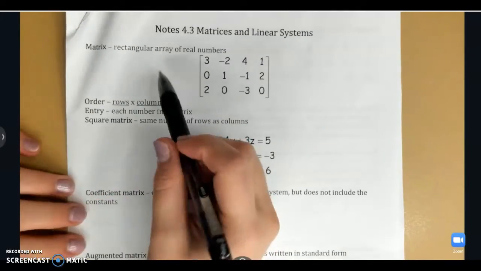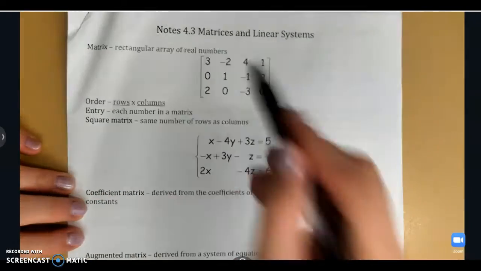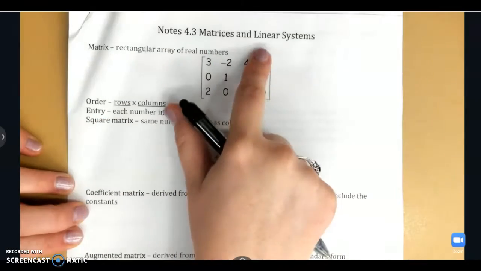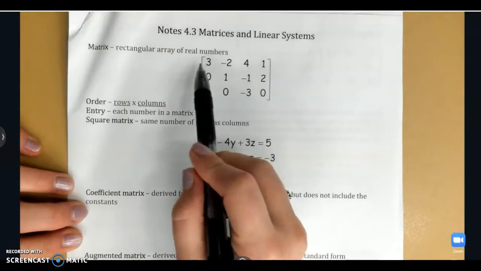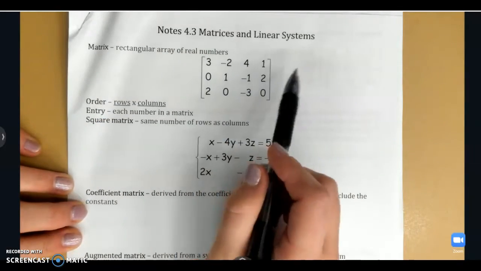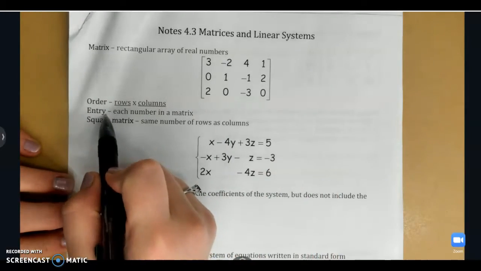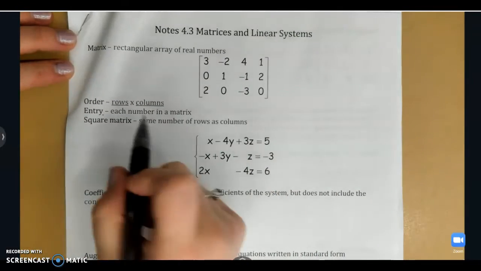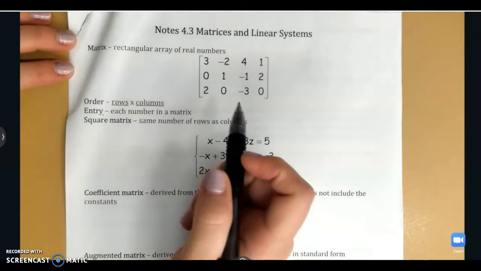A matrix is a rectangular array of real numbers. So this is our matrix. We use these large brackets to group them. And all of these numbers inside are called entries in our matrix. And the order, we give it by the number of rows times the number of columns.